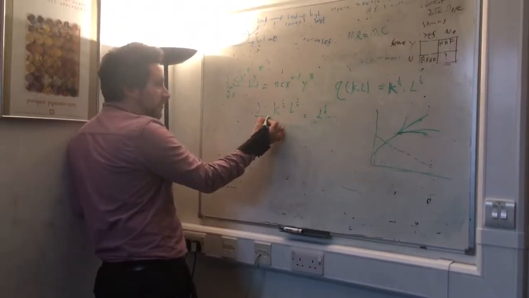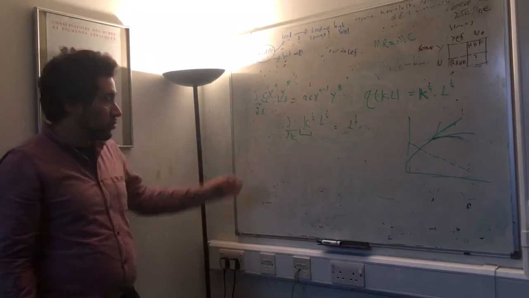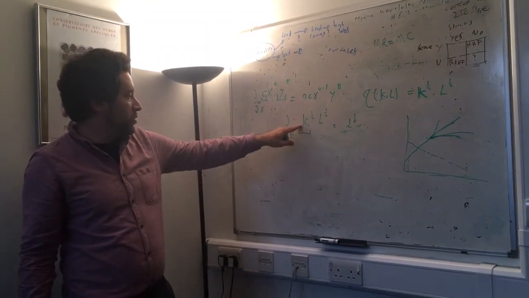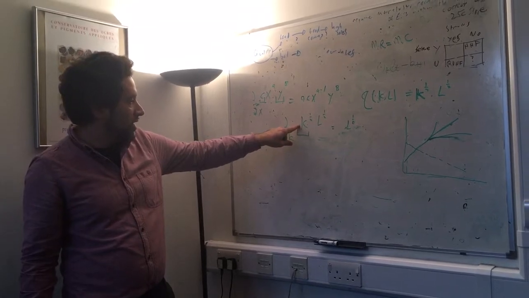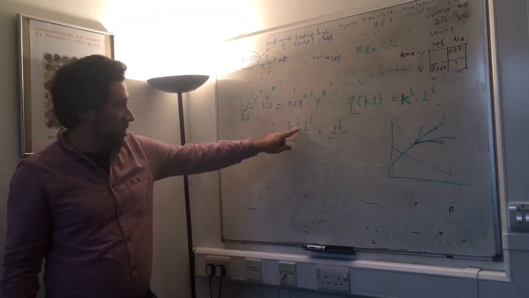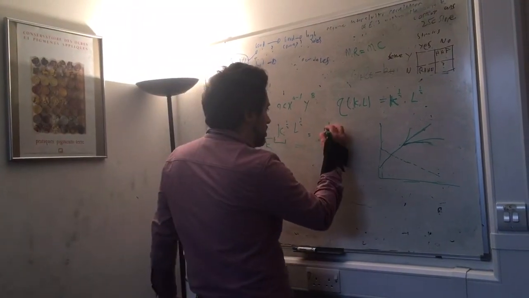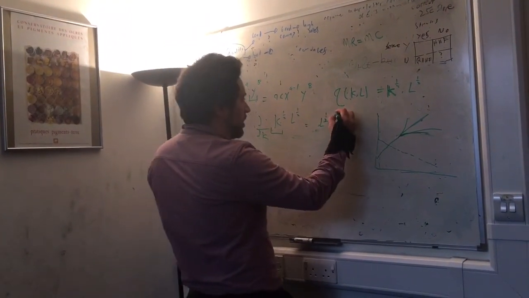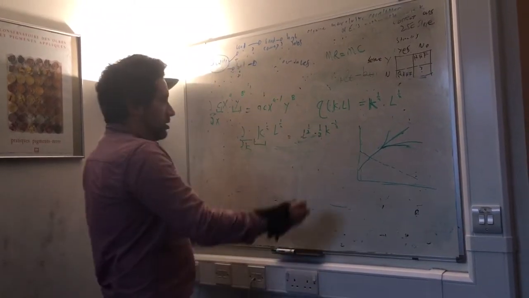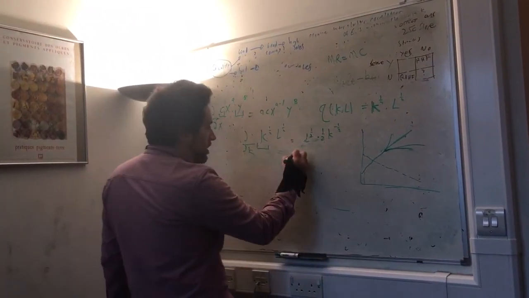And then I look at the derivative of k to the 1/2, and I use that rule we just mentioned before. The derivative of k to the 1/2, take this, put it down here, so we get 1/2 k, and then the exponent, you subtract 1 from the exponent. So we say L to the 1/2 times 1/2 k to the negative 1/2.